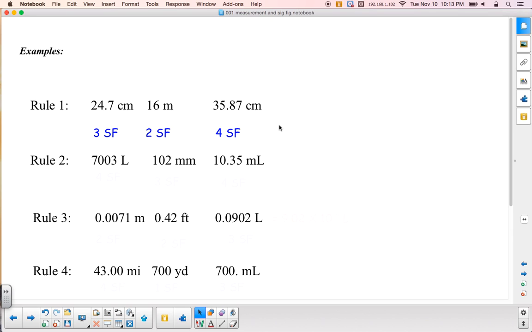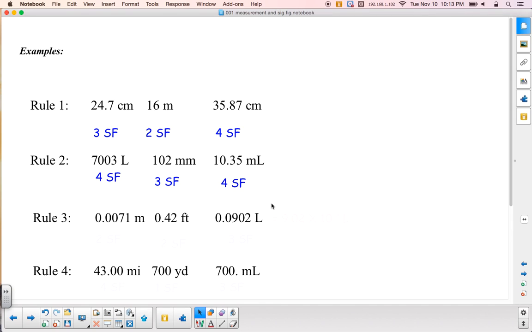Rule number 2 says that captive zeros are significant. Notice that each of these numbers has some zeros that are captive or sandwiched in between digits that are non-zero. So in the measurement 7,003 liters, we have 4 significant digits. In 102 millimeters, we have 3 significant figures. And in 10.35 milliliters, we have 4 significant figures.